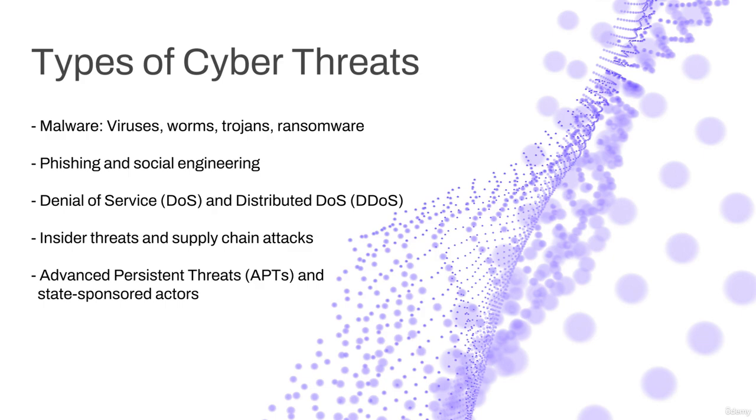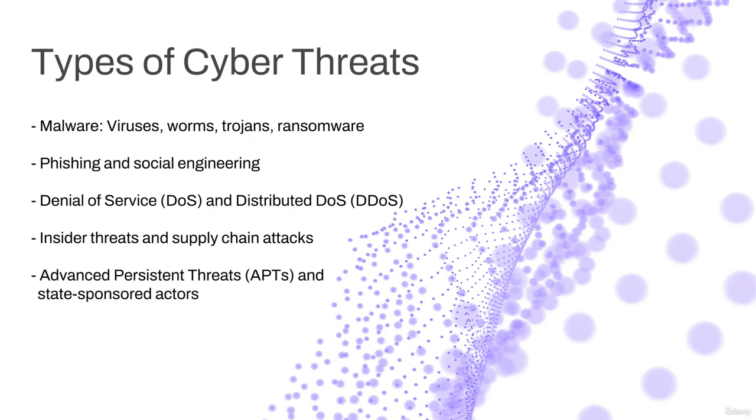Insider threats are also a serious concern. These threats come from individuals within an organization, employees, contractors, or partners, who either intentionally or accidentally compromise security. Insider threats are dangerous because insiders often have access to critical systems and data, making their actions harder to detect and stop.